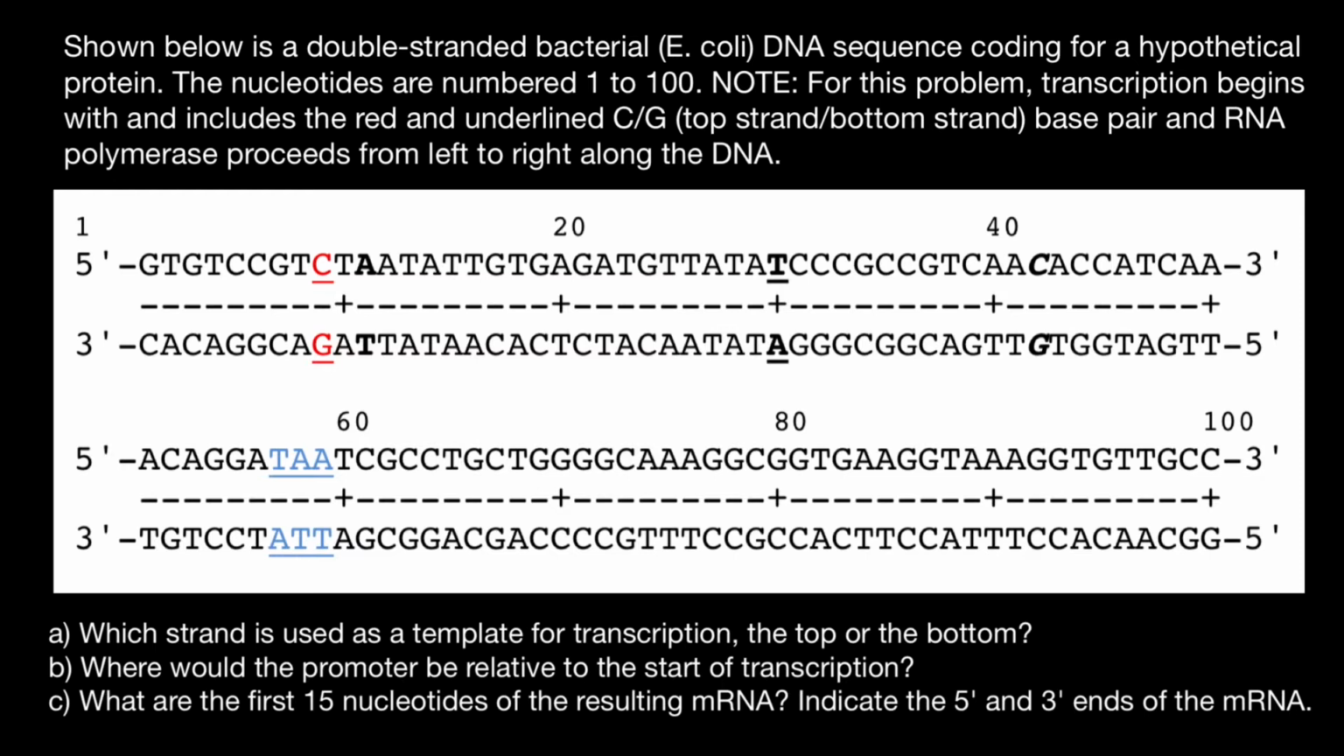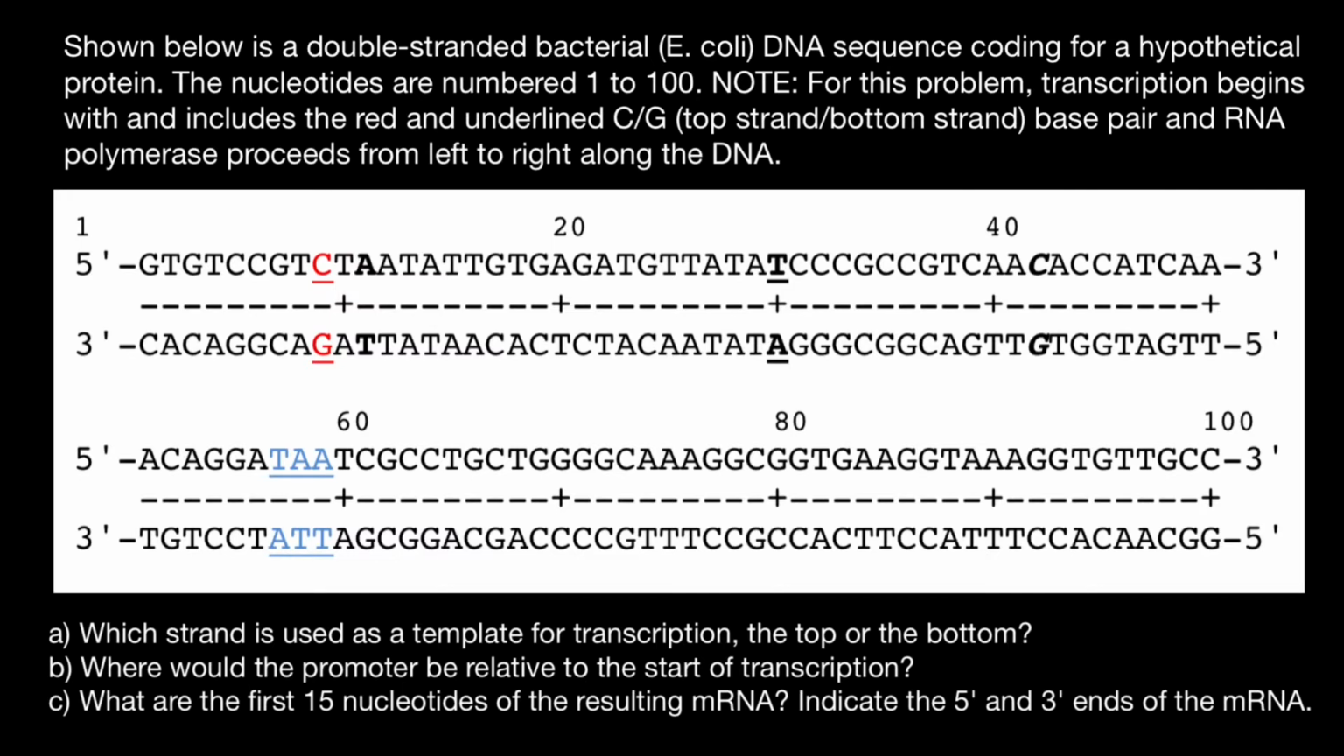Shown below is a double-stranded bacterial E. coli DNA sequence coding for a hepatocytical protein. The nucleotides are numbered from 1 to 100. Note for this problem, transcription begins with and includes the red and underlined CG, top strand, bottom strand, so here, base pair, and RNA polymerase proceeds from left to right along the DNA. And here are the three questions.